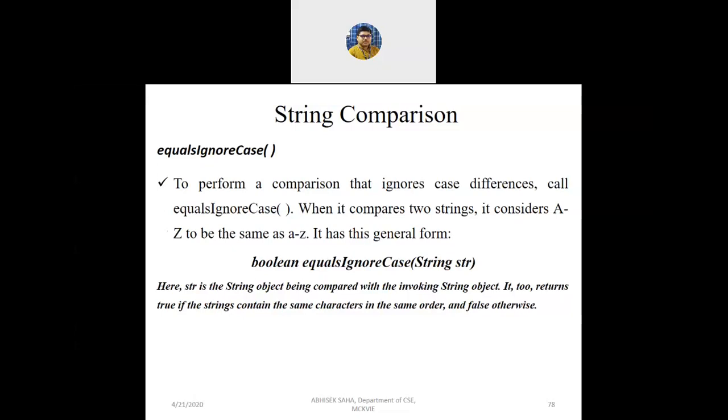So that's why it is written here: str is a string object being compared with the invoking string object, same as the equals method. It too returns true if the string contains the same characters in the same order, and false otherwise. The only difference between equals and this method is that it considers capital A to capital Z to be the same as small a to small z, because this function is not at all case sensitive.